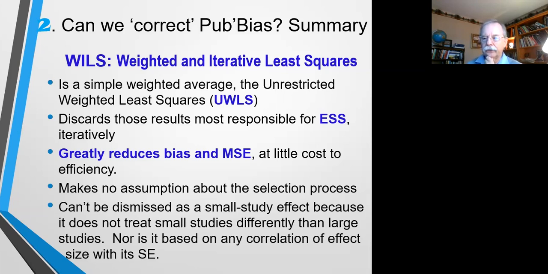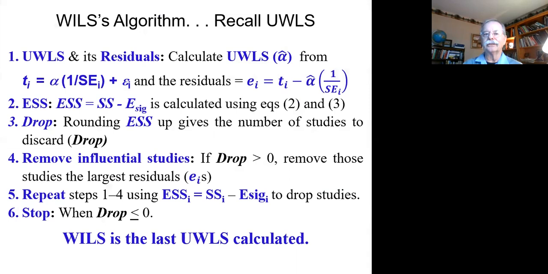Also, an advantage of this simple weighted average is that it makes no assumption about the flavor, the mechanism, of the selection process, and it can't be dismissed as a small study effect, because there's no privilege given to small or large studies, and there's no assumption about a correlation between effect size and standard error or sample size or anything like that. It makes no assumptions about any of those things.